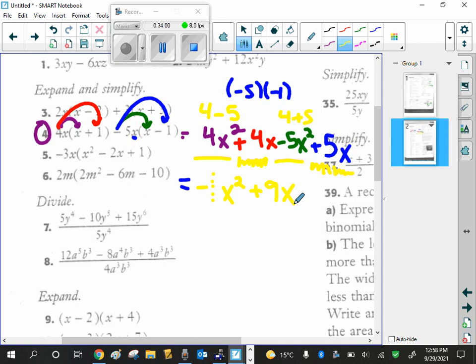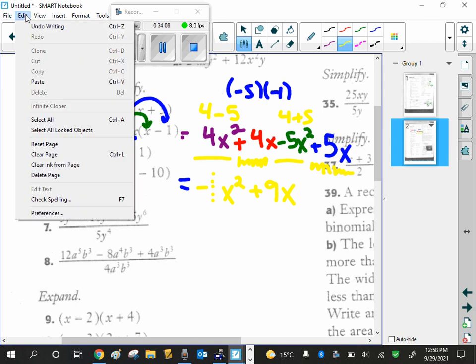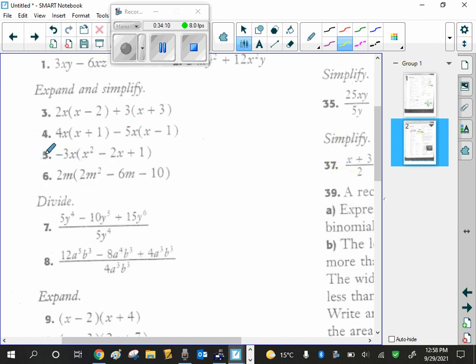Alright, let's do number 5. 5 is even easier because it's not a 2-stepper, it's just a 1-stepper. So it's just distribute. You have to recognize what you do. 5 is a monomial times a trinomial. You're going to just multiply, multiply, multiply, and you're done.